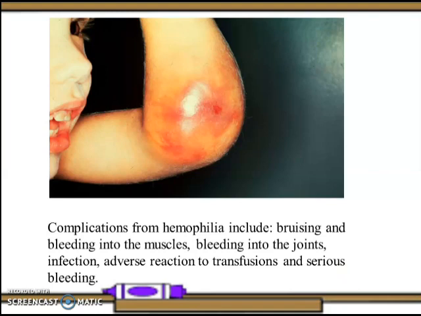Hemophilia is a sex-linked disorder caused by errors in the DNA that codes for the proteins involved in clotting. A minor cut can cause serious injury and demand medical attention. There is no cure for hemophilia. Treatment options with clotting factor transfusions are available.